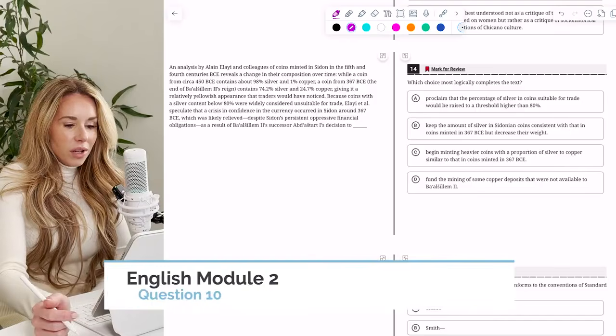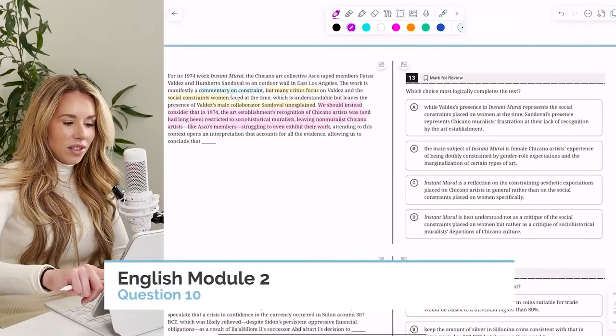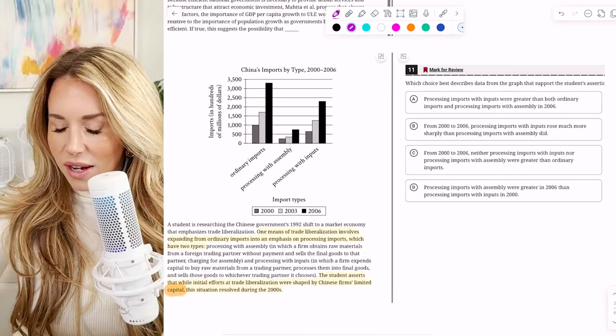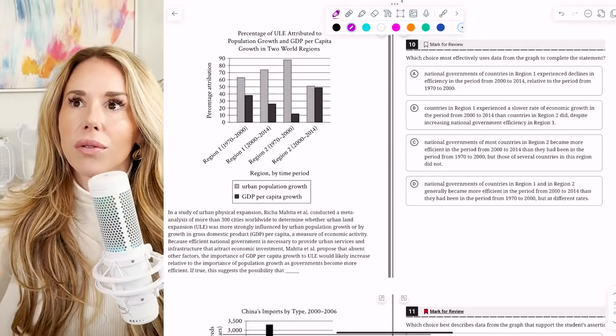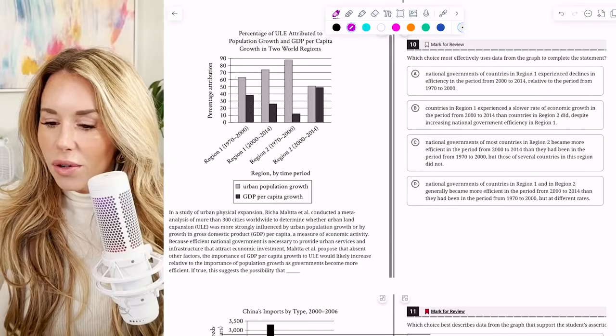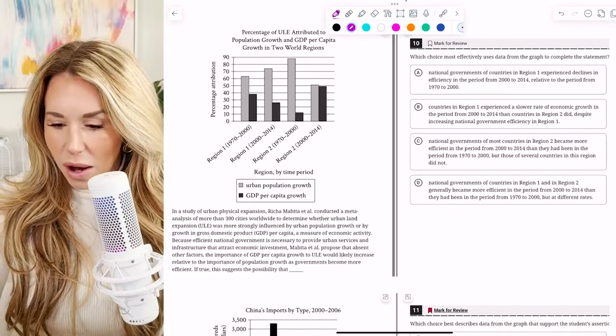All right. Logically completes the text. I'm going to skip this and come back to it. I'm going to skip that. I'm going to skip that. And I'll skip that. So I'm going to skip 11 through 14 because those are the tougher ones. Let's go to 10. We'll work to 1 and then we'll come back.